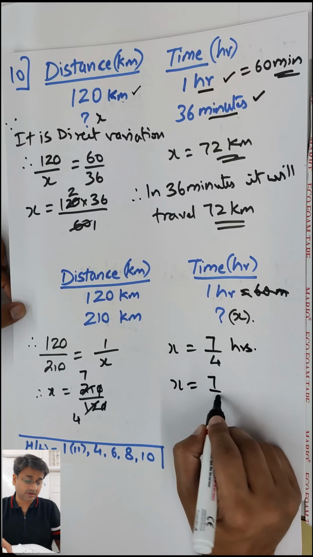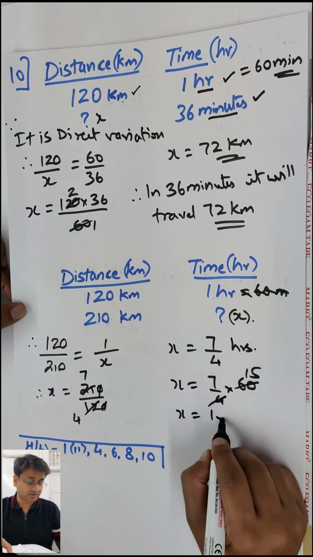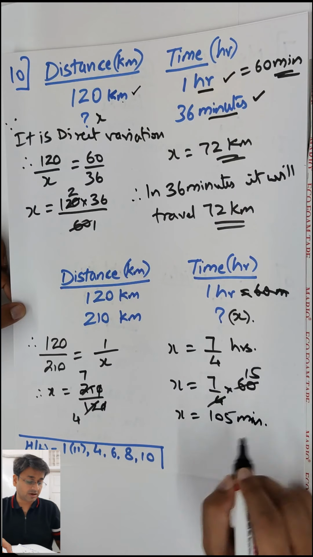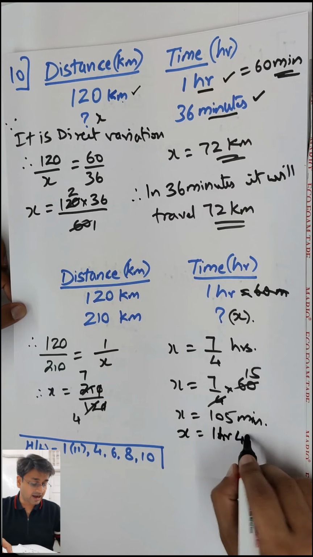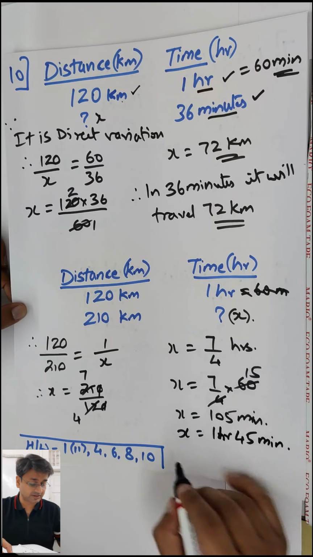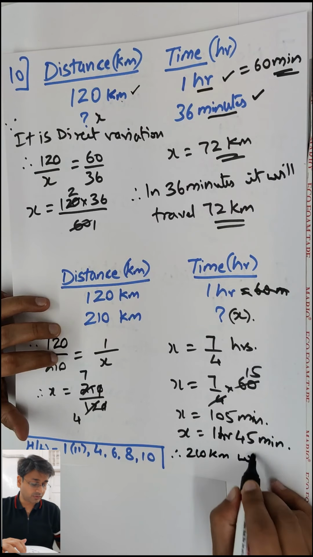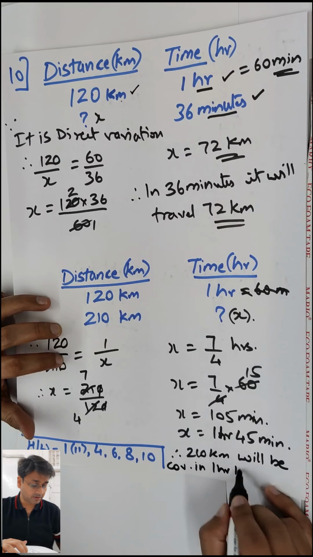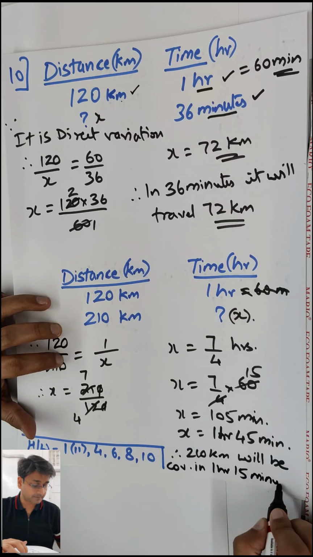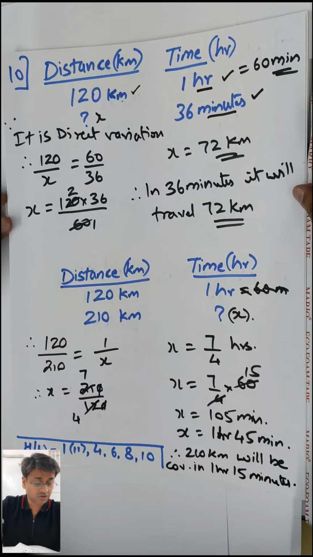Now I am converting it into minutes. So multiply by 60. So x becomes 15 into 7, 105 minutes. Now you should know 105 minutes is 1 hour, which is 60 minutes, and remaining 45 minutes. Therefore 210 kilometers will be covered in 1 hour 15 minutes. Got it? Yeah, this last part was slightly tricky. So you should know that multiplying by 60 you will convert hours into minutes.